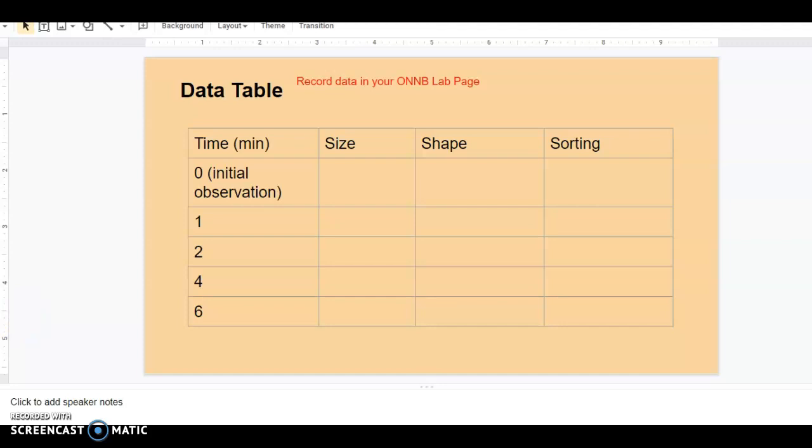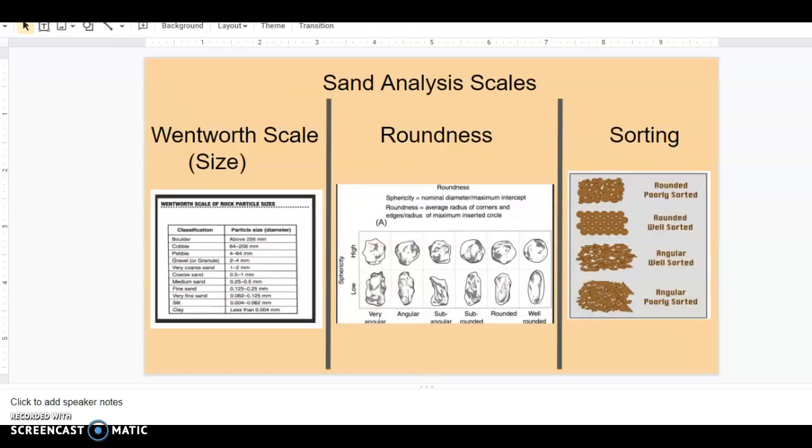In fact, I apologize. The sorting: you can see how these are very angular and they're poorly sorted. They do not all fit nicely together. Look how these are like a puzzle. See how they're rounded, and then they are less organized than the well-sorted rocks. These kind of fit together, more like a puzzle, or are they overlapping is what you're looking at.